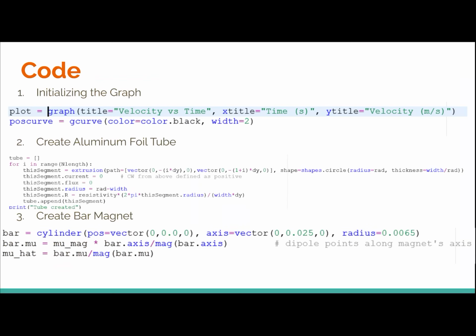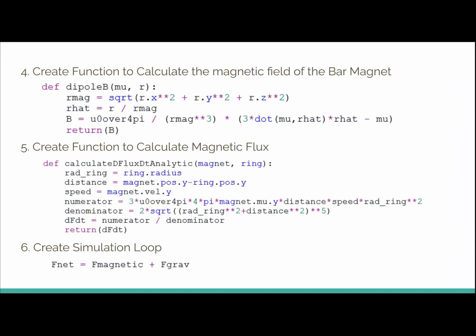For the computational model coding, I first had to initialize the graph, then create the aluminum foil and create the bar magnet. And then I created the function to calculate the magnetic field of the bar magnet, created the function to calculate the magnetic flux, and lastly I created the simulation loop.